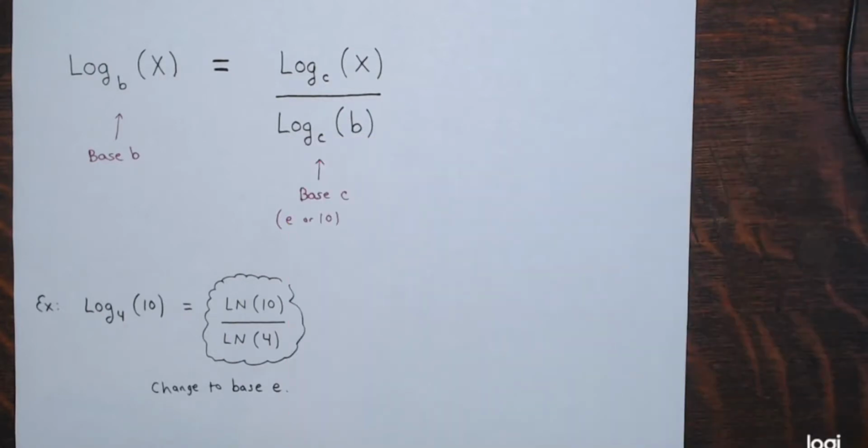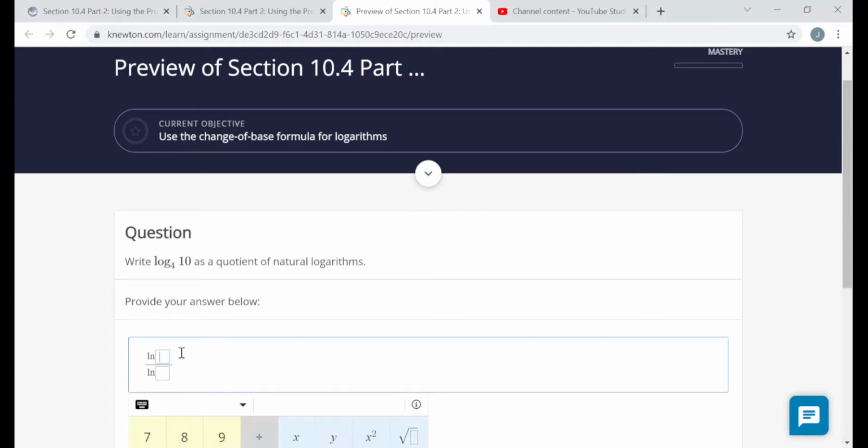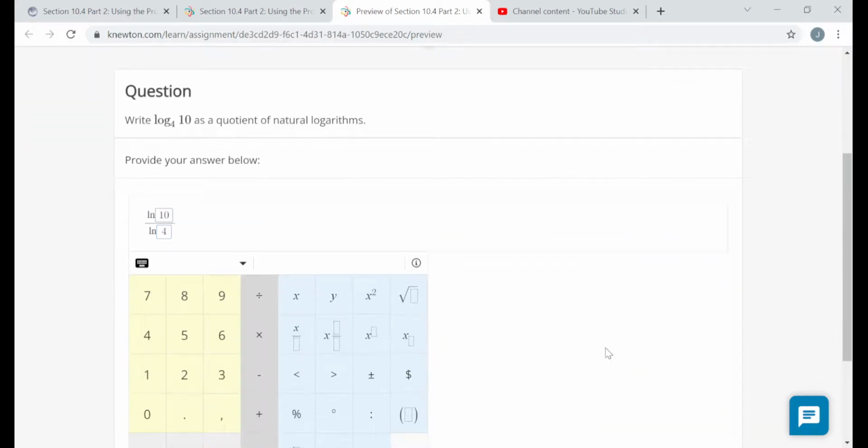Now, back on the assignment, I'm just entering log base 4 of 10 as the natural log of 10 divided by the natural log of 4, and those are, as you saw in the calculator, the same value. They already have the ln, so I'm just entering the arguments: natural log of 10 in the numerator, natural log of the original base 4 in the denominator.